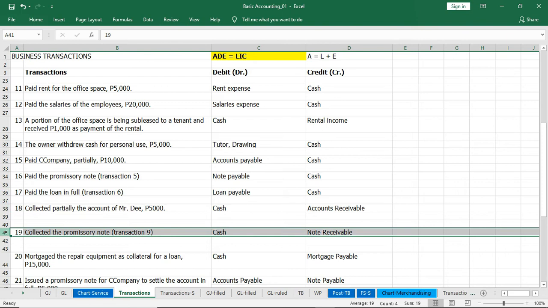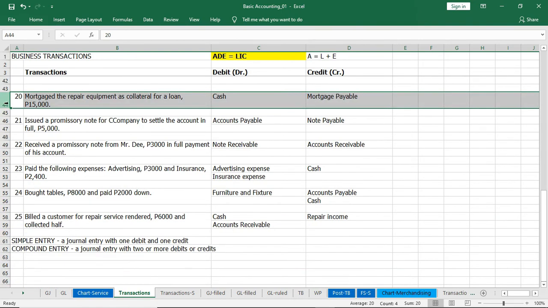And then, collected a promissory note under ng transaction number 9. So, natanggap na yung receivable. So, asset, increase in asset, debit to cash. Tapos, decrease din in asset kasi natanggap na natin yung note receivable. So, credit to note receivable.